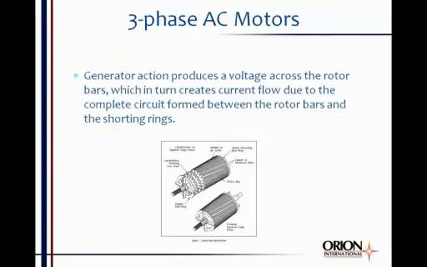Generator action produces a voltage across the rotor bars, which in turn creates current flow. Why? Because you have a complete circuit for current to flow because of the shorting rings. If you didn't short the rotor bars out at the end, you'd never have any torque developed, never have any motor action occur. Generator action produces the voltage, which in turn creates the current flow in the rotor due to the complete circuit between the rotor bars and the shorting rings.